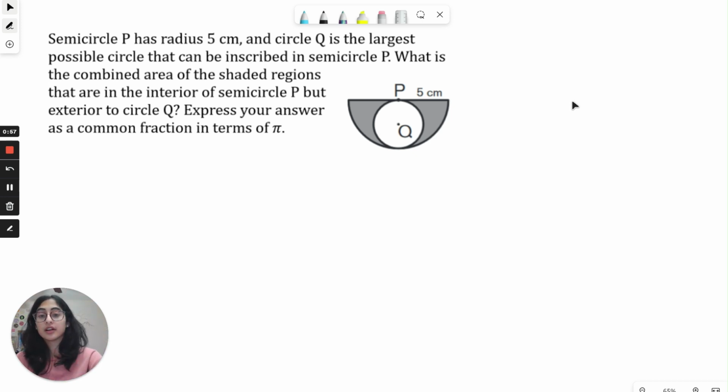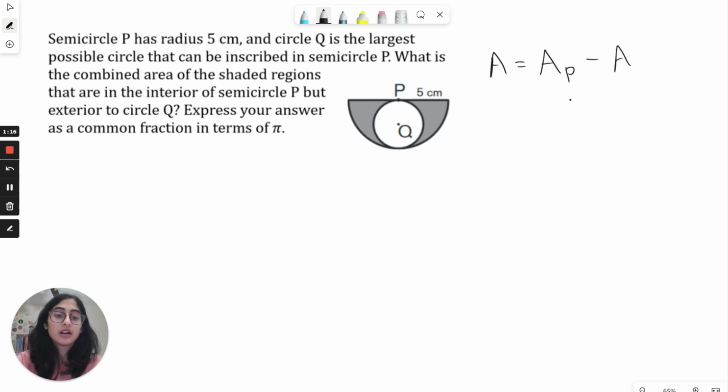That's what this whole thing is, right? The whole area of semicircle P is all of this, and then all we're doing is just being like, nope, actually we're cutting out this circle Q out of it. So we're trying to find our final area as the area of semicircle P minus the area of circle Q. So let's find the areas of both of those shapes.